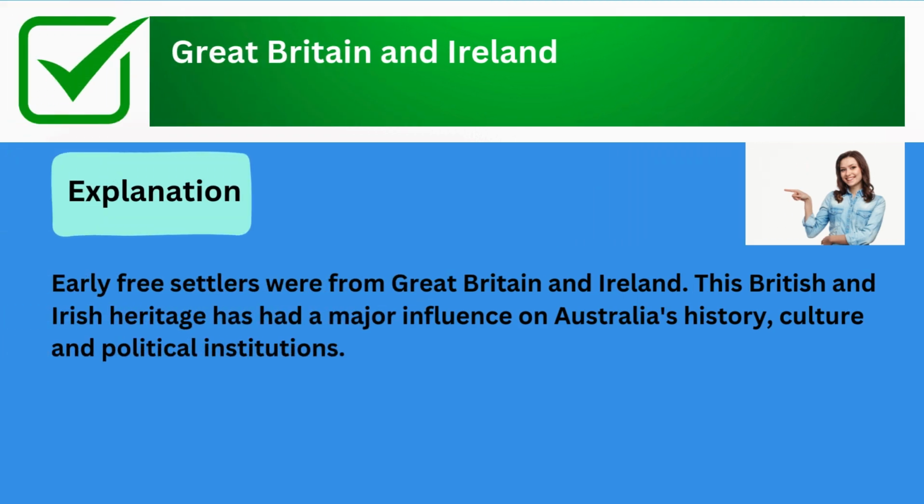The correct answer is Great Britain and Ireland. Explanation: early free settlers were from Great Britain and Ireland. This British and Irish heritage has had a major influence on Australia's history, culture, and political institutions.